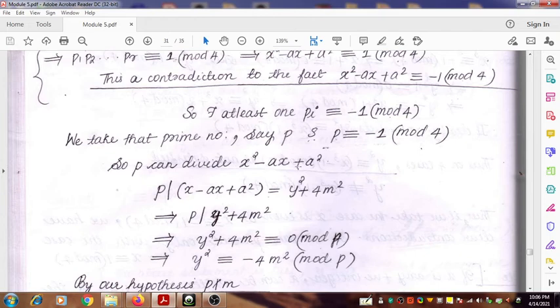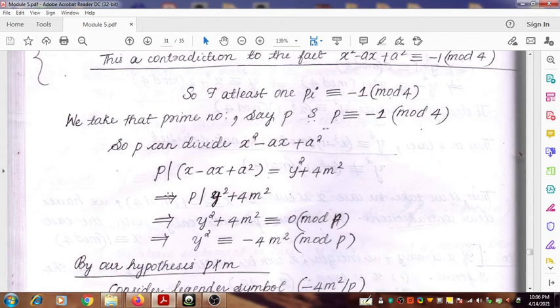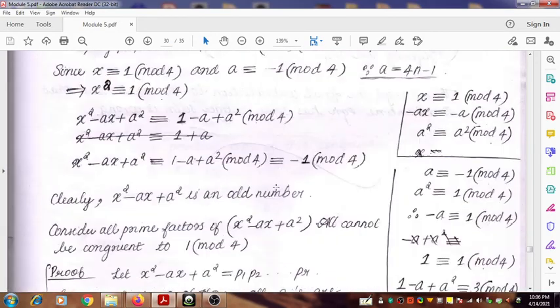P is congruent to minus 1 mod 4, and since p is a factor of that number, p can divide x square minus ax plus a square, and also it has this property, and therefore p can divide x square minus ax plus a square. There is a mistake, x square is there. That means it can divide the equivalent quantity y square plus 4m square. Let's check that. What is y square plus 4m square?